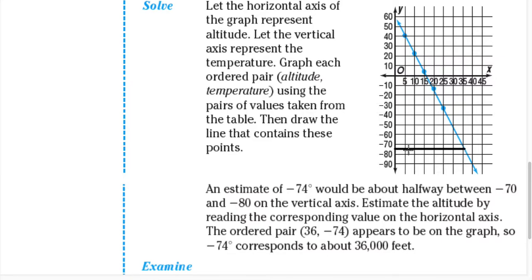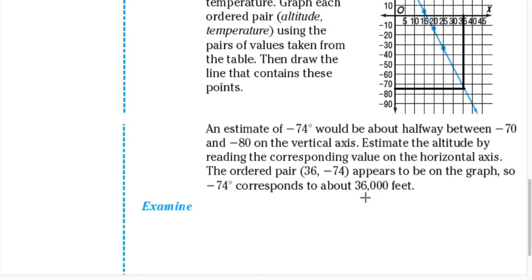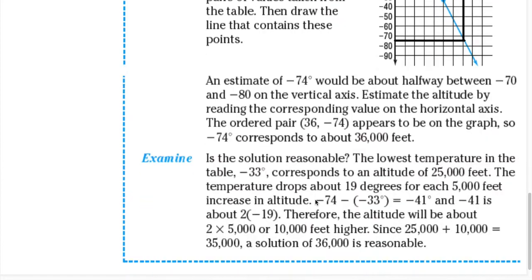After finding negative 74, we simply read the corresponding altitude on the horizontal axis. So the ordered pair is around 36 and negative 74, very close to where I put the line, and appears to be on the graph. So negative 74 corresponds to 36,000 feet, which means that at 36,000 feet, our temperature would be negative 74 degrees. Oh, sorry, Fahrenheit.